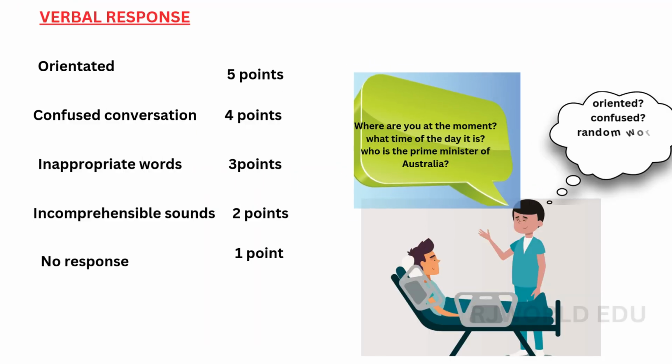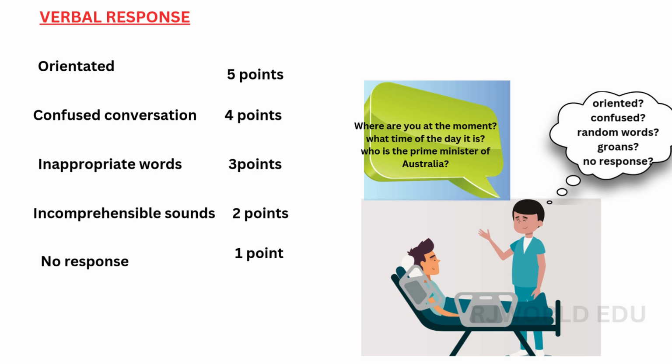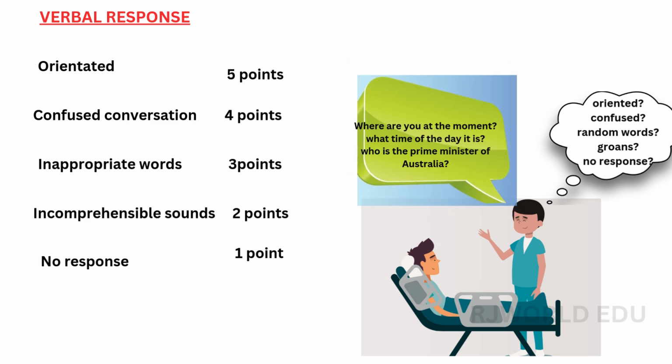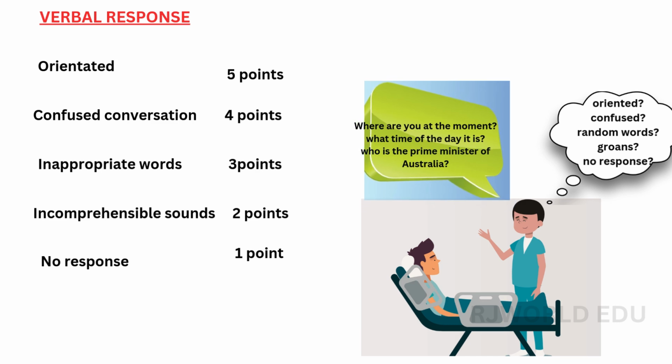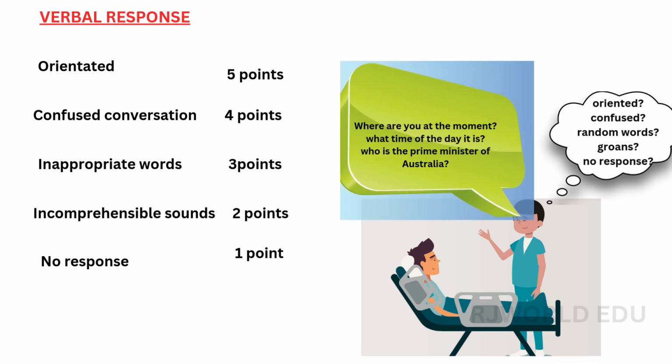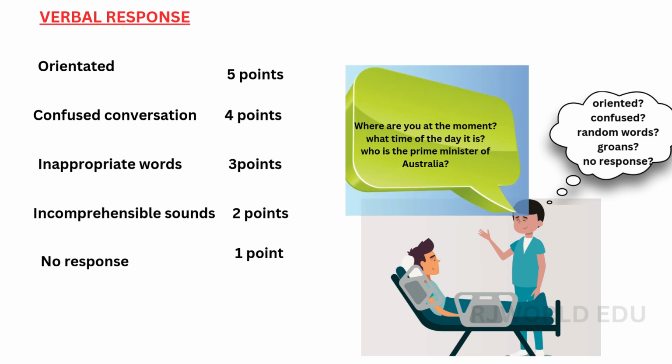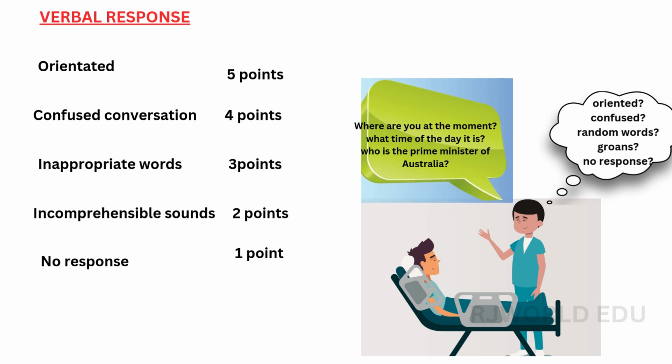Verbal response. Orientated, 5 points. Confused conversation, 4 points. Inappropriate words, 3 points. Incomprehensible sounds or groans, 2 points. No response, 1 point.